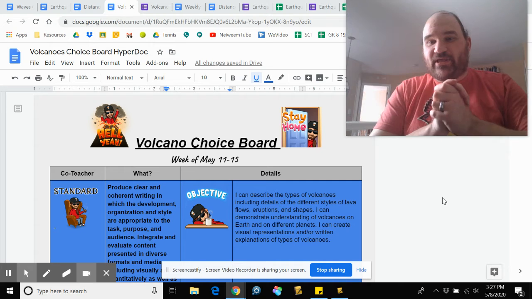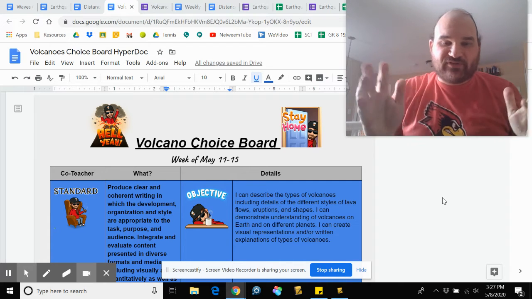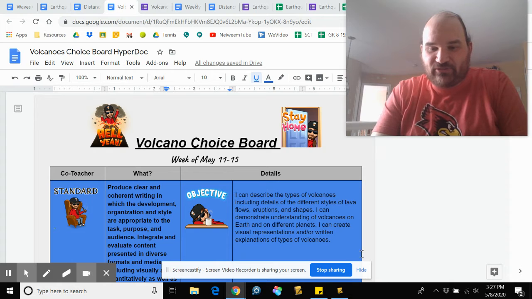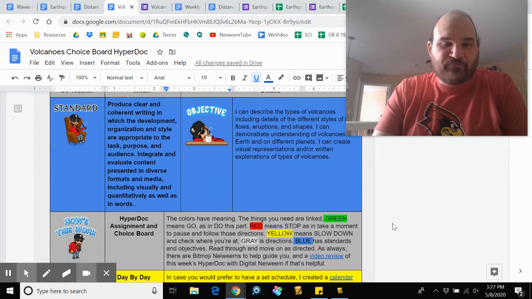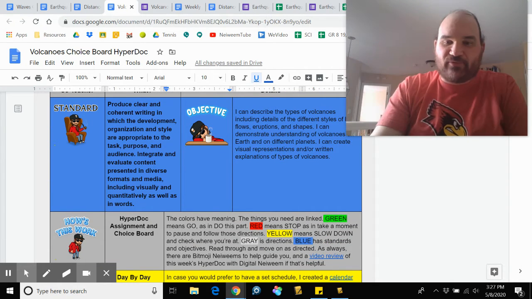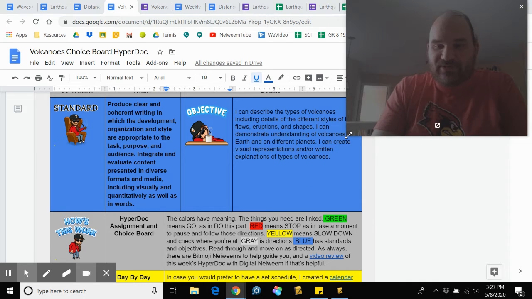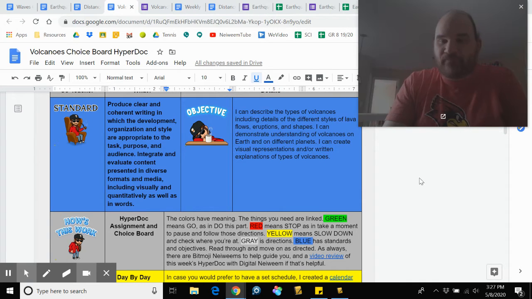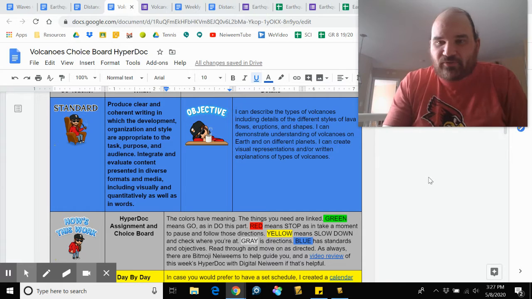Okay, here we are. It's the week of volcanoes. If you're taking a look at this, I just wanted to review the choice board in case you'd like to see that. I'm going to hide this. The standards, of course, you are able to read. It's just kind of reviewing what specifically from the science textbook we're using.